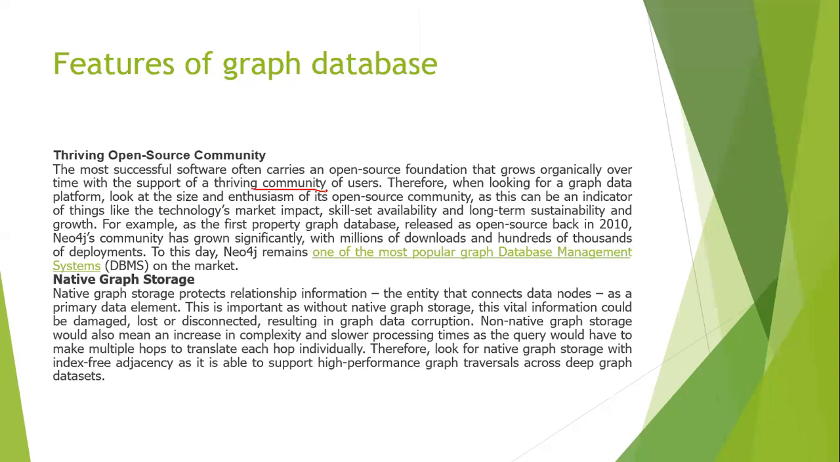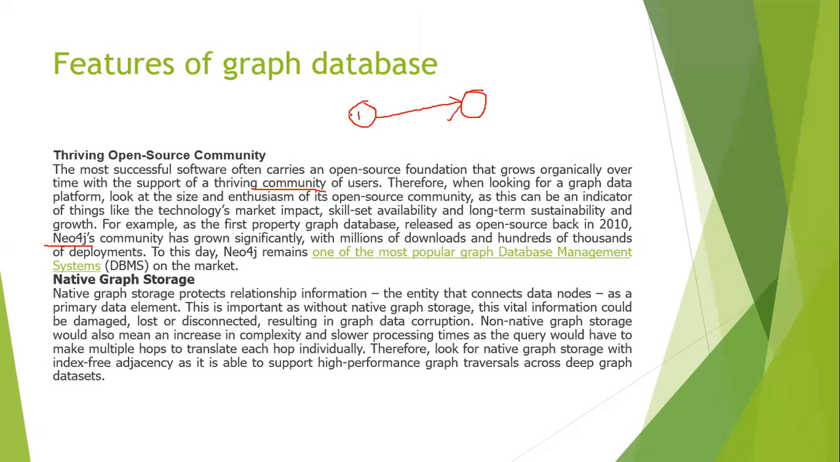So we have different kinds of databases. The most important graph database that is developed is Neo4j's community. This community is going to be improved by using this graph database only. Next, native graph storage. Native graph storage protects the relation information, the entity that connects the data nodes, as the primary data element. We already discussed this previously. One node is there, another node is there. The connection between these two nodes is called an edge.